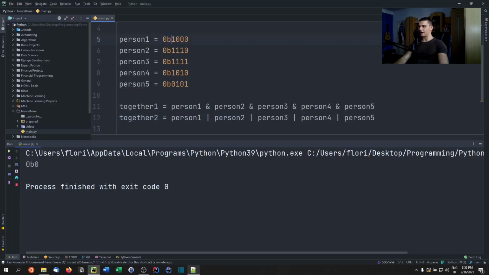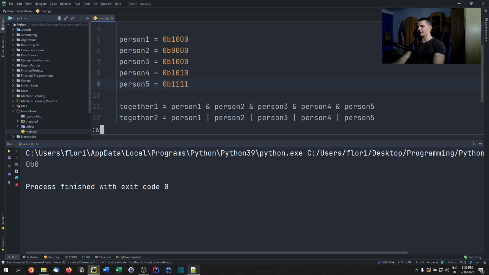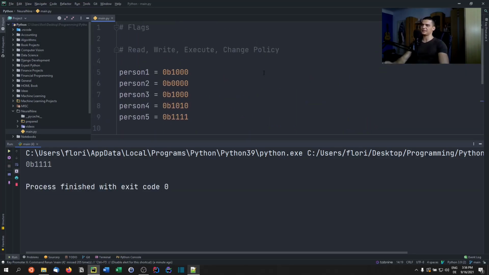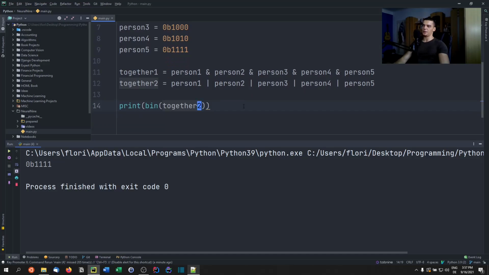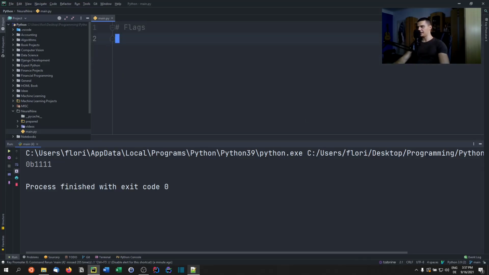And then, of course, if I have all sorts of weak permissions here, so this guy is not allowed to do anything, and this guy is only allowed to read as well, and this guy can do 2 things, but this last guy, for example, can do everything, then the whole group can do everything. So if I print together2, everyone can do everything. So this is one thing that we can do with bitwise operators, and oftentimes this is probably something that you have encountered in code already.